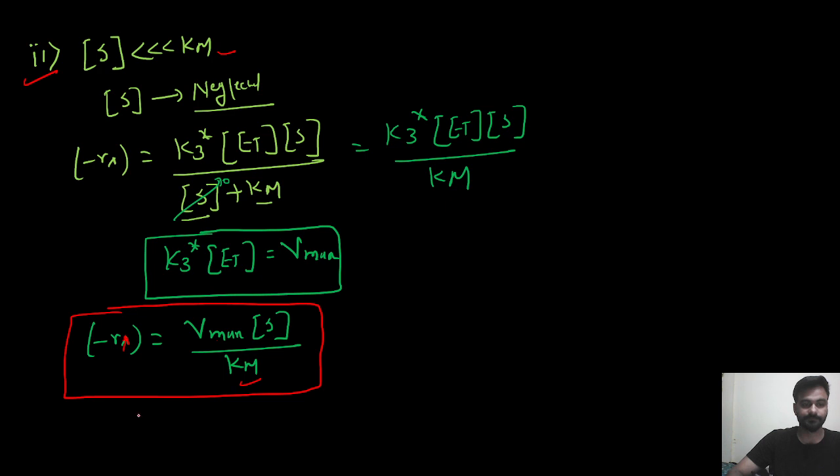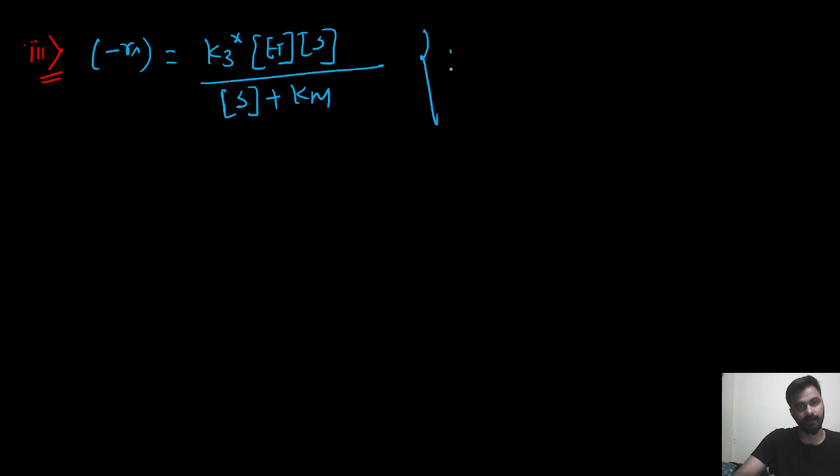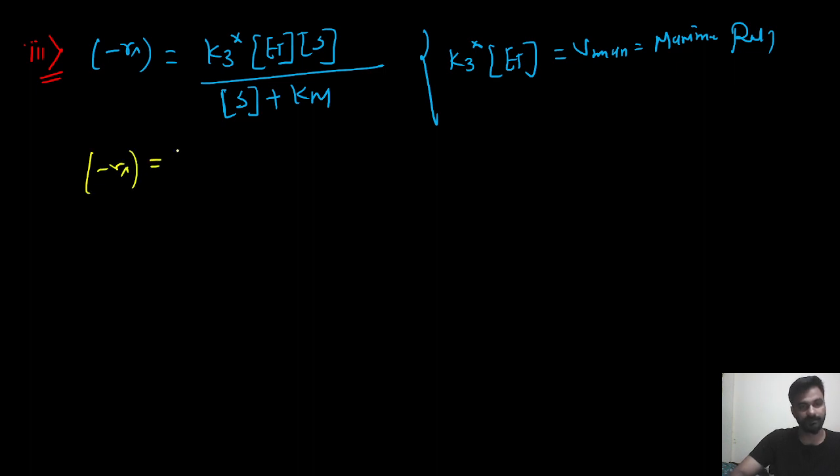Now next is case third. These three cases are very important for this particular problem. We know that Rs is equal to K3 star, concentration of E total, concentration of S, divided by concentration of S plus Km, where K3 star into concentration of E total we have defined as a parameter, Vmax, that is the maximum rate. So here minus Rs is equal to Vmax. And try to understand one very important thing here.